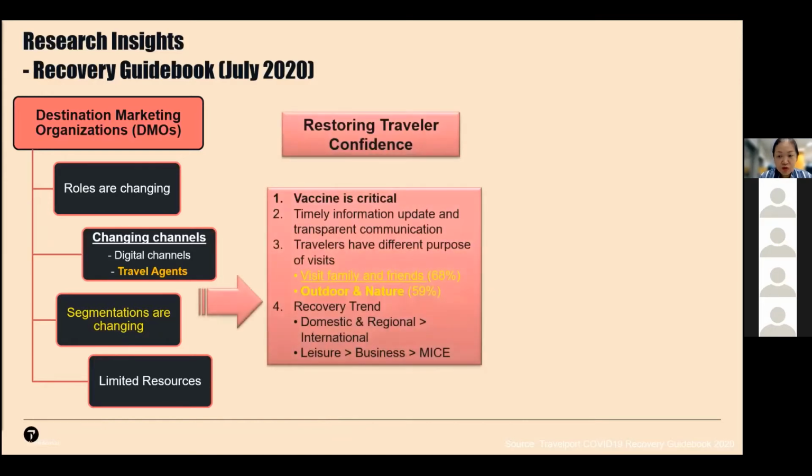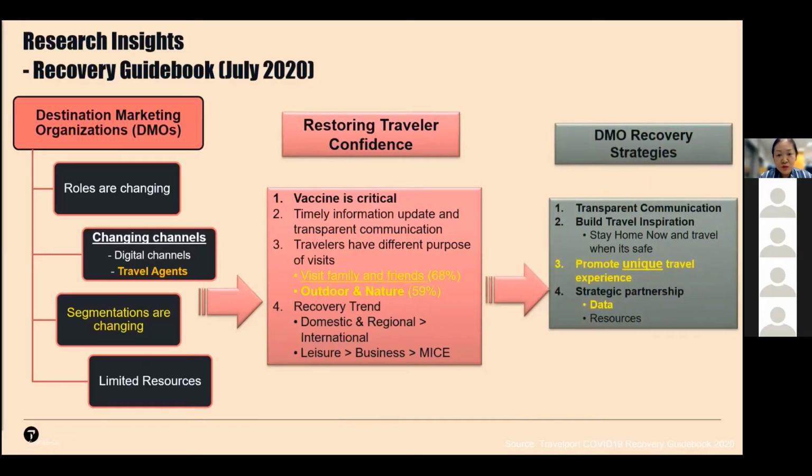To restore traveler confidence, of course, the vaccine is crucial. However, travelers also have different purposes of visit, like visiting friends and families because they have been stopped from traveling in the past, and they're also looking for outdoor, nature, and wellness. For DMOs' recovery strategies, of course, transparent communication is important, and they also need to promote unique travel experiences and tap into different partnerships to make use of the data and other partners' resources.